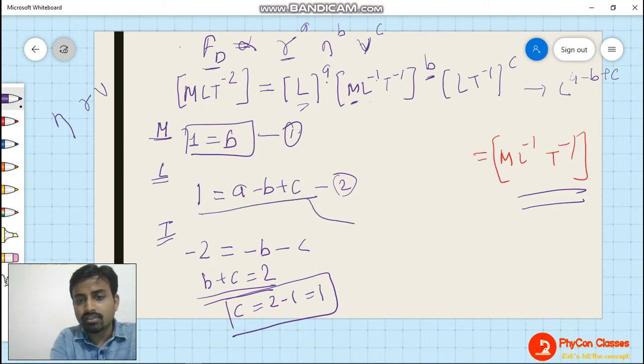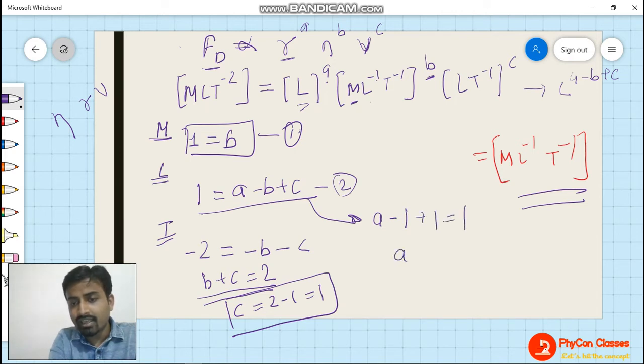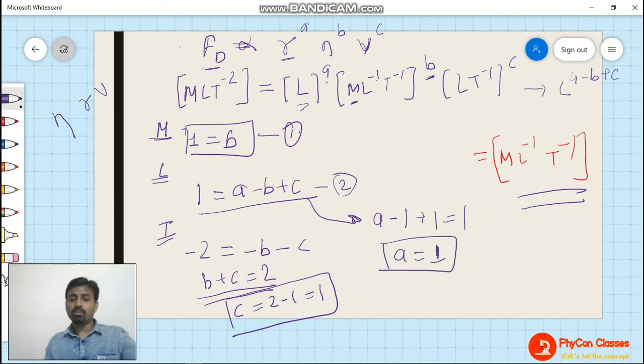So from this equation, see, A minus B value is 1, then plus C value is again 1, that is equal to 1, and hence A is also equal to 1. So all the values of A, B and C are equal to 1, and hence what can we write? Now what will be the relation, tell me?